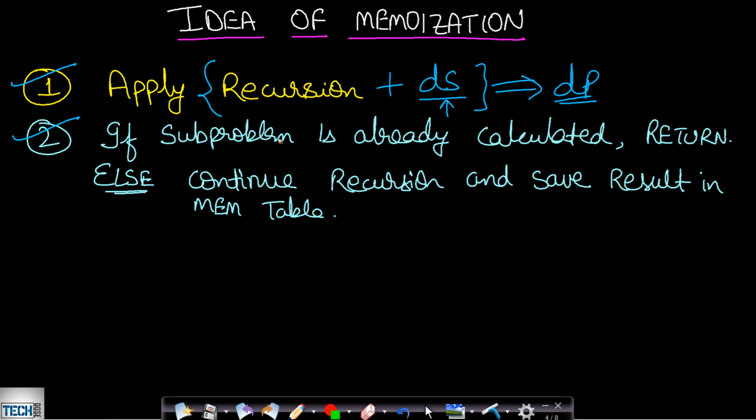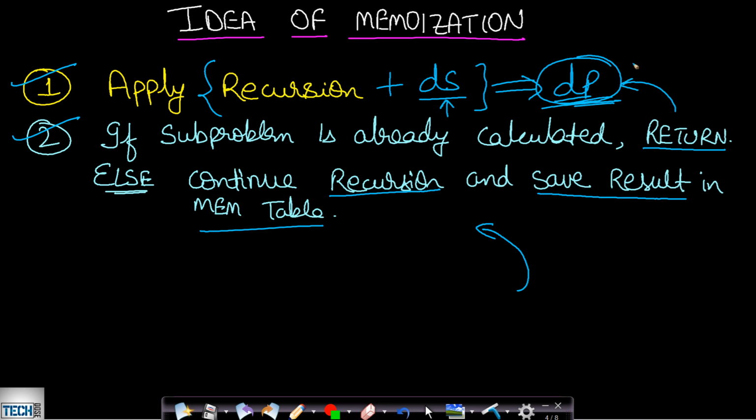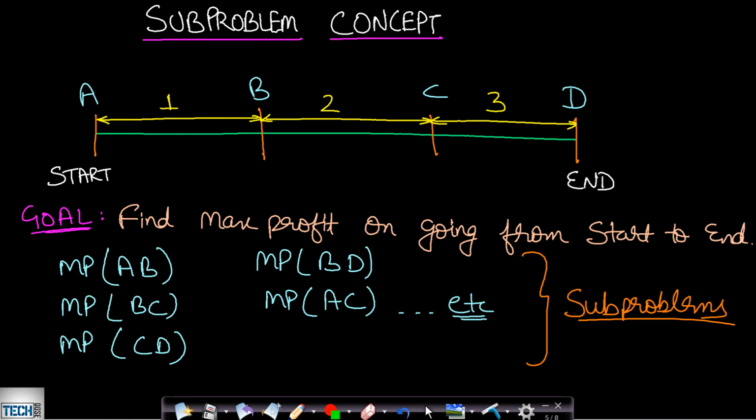Now if the sub problem is already calculated, then we will return by using the table which we will be filling. Otherwise, if it is not already calculated, then we will continue our recursion flow, and when we return from our recursion call, we will save the result in our DP table, and then we will use it if we encounter that sub problem again. Okay, so this is the idea of memoization.